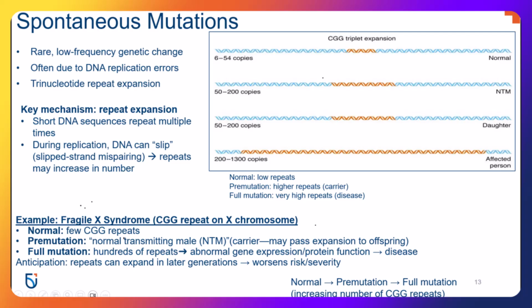When we say spontaneous mutation, we're referring to a genetic change that occurs just by chance, right? It's spontaneous. And it's usually because of errors that occur during DNA replication, which we know occurs during S phase of the cell cycle. These are considered overall generally rare, but when they happen in key genes, then it can lead to significant disease.